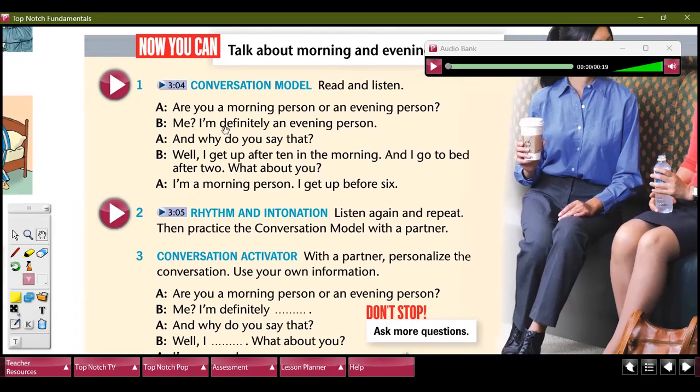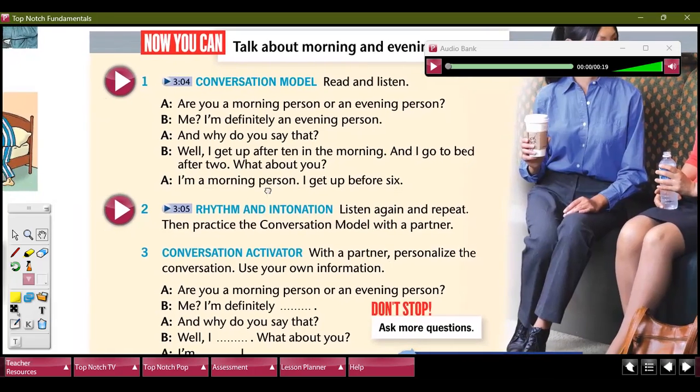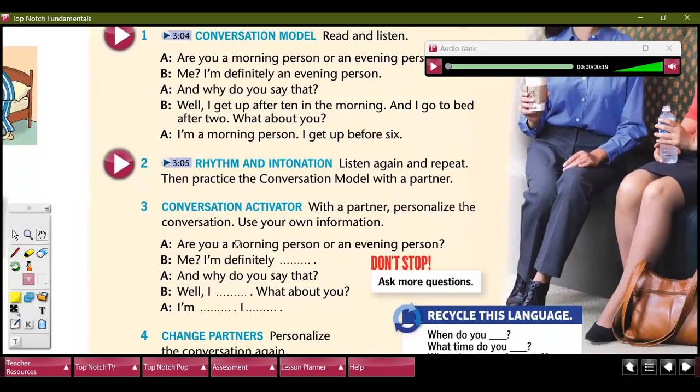I'm definitely an evening person. Me, I'm definitely an evening person, con todo orgullo. And why do you say that? ¿Por qué lo dices? Well, I get up after 10 in the morning and I go to bed after 2. Se levanta después de las 10 de la mañana y se va a dormir después de las 2, como a las 3 de la mañana. I'm a morning person. I get up before 6.